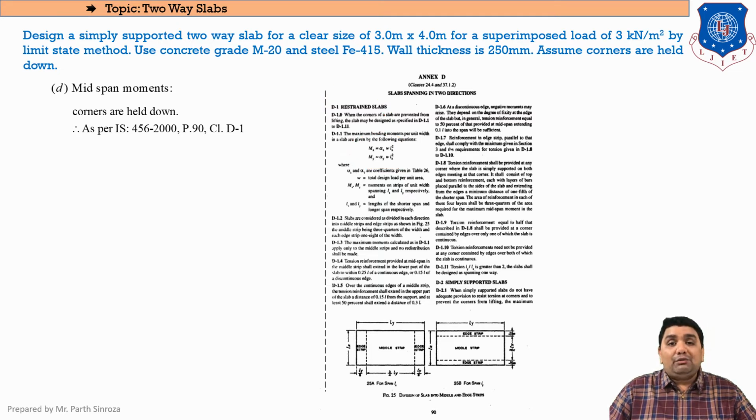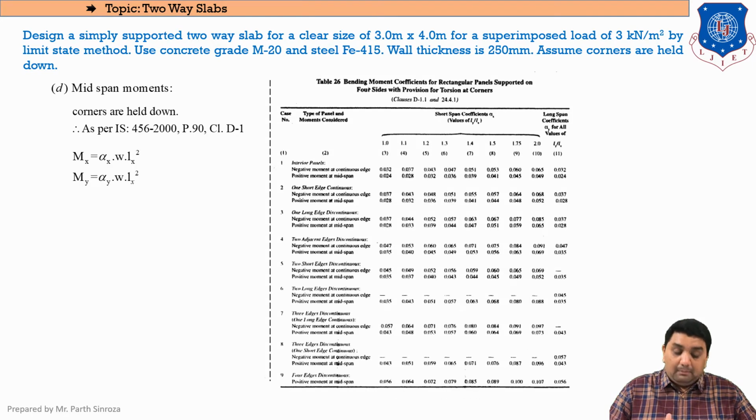But the calculation of alpha will be different. In the previous session, that was for not restrained slabs, we calculated the value of alpha from table number 27. Now for the case that corners are held down, we will be moving to table 26 on your page number 91, and here you can see a big table that we will be focusing on. The heading itself says bending moment coefficient for rectangular panels supported on four sides with provision for torsion at corners. Provision of torsion at corners means corners are held down.